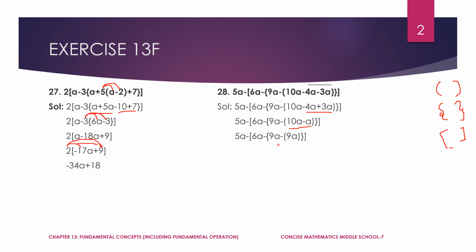Now you have to multiply this minus inside with 9a. Then it becomes 9a minus 9a. So here you can just cancel it out.